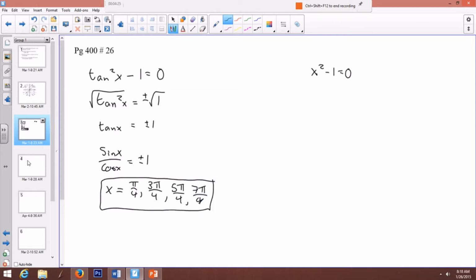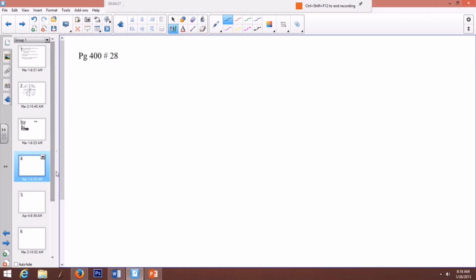All right, moving on. Number 28. They give you this: 2 sine squared theta is equal to 2 plus cosine theta.